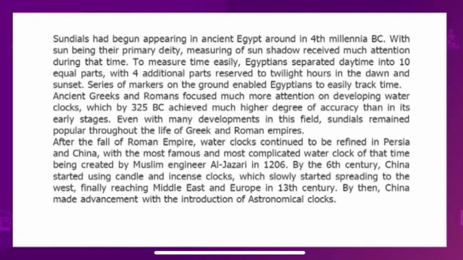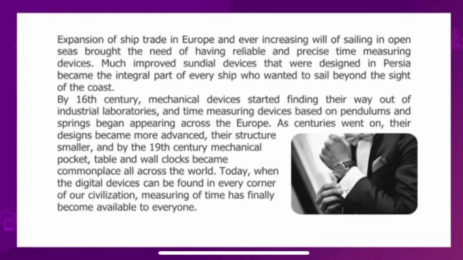By the 6th century, China started using candle and incense clocks, which slowly started spreading to the west, finally reaching the Middle East and Europe in the 13th century. By then, China made advancement with the introduction of astronomical clocks. Expansion of ship trade in Europe and an ever-increasing will of sailing in open seas brought the need for reliable and precise time-measuring devices. Much improved sundial devices that were designed in Persia became an integral part of every ship that wanted to sail beyond the sight of the coasts.